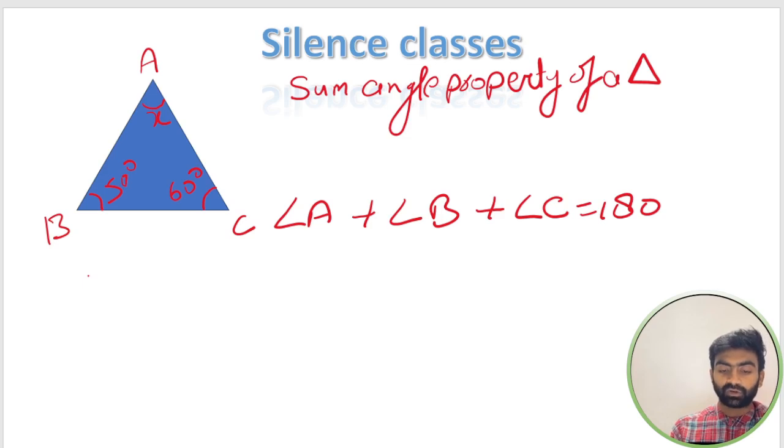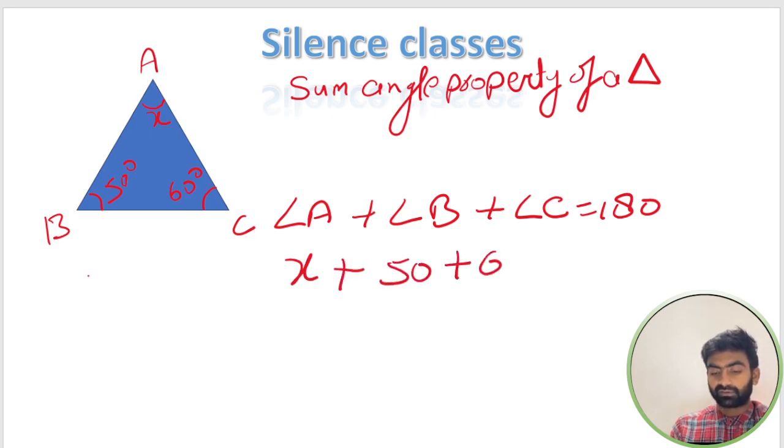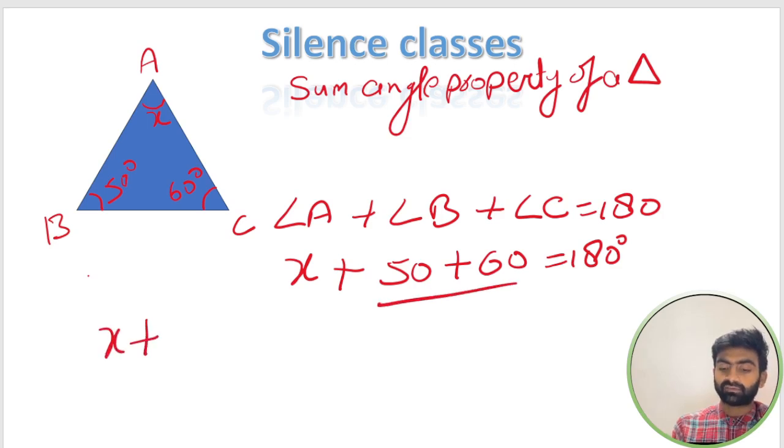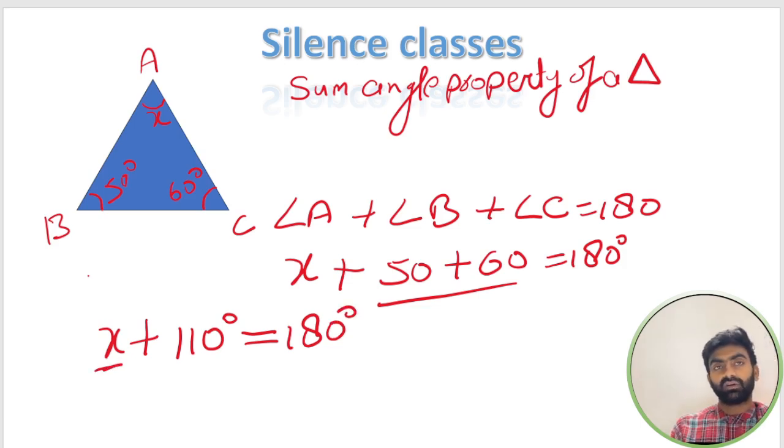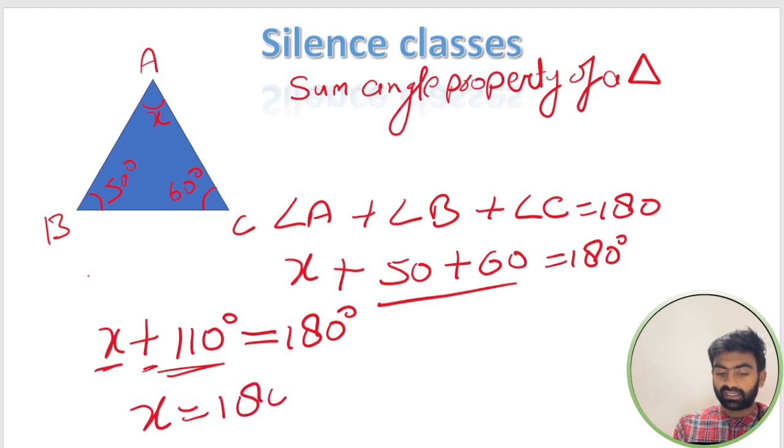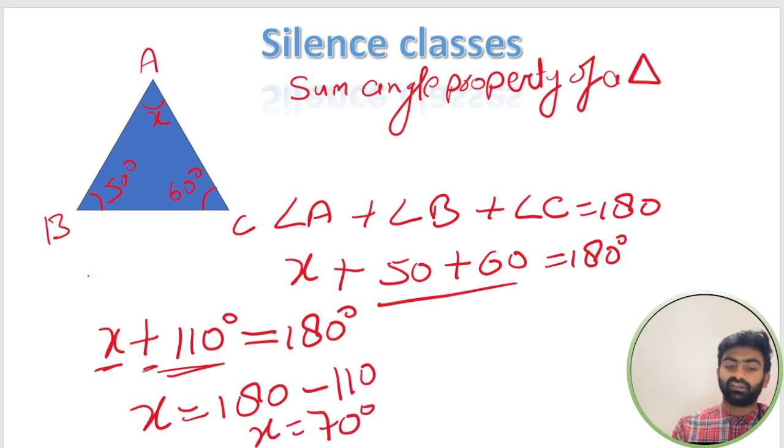Angle A we have to find out, because the value of angle A is x. So x plus 50 plus 60 is equal to 180. Now x plus 60 plus 50 is 110 degrees, equal to 180 degrees. We have to find out the value of x, so we will keep it on the left hand side and move this 110 degrees to the right hand side. x is equal to, this is in plus sign, so if we move it to the right hand side it will convert into subtraction, means 180 minus 110. So the value of x is 70 degrees.